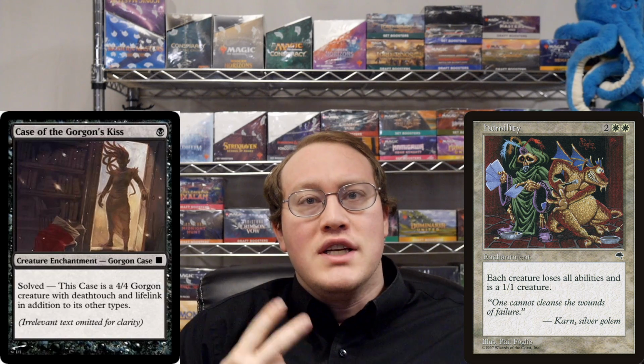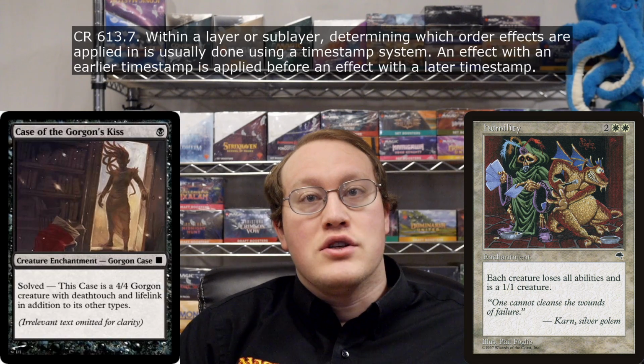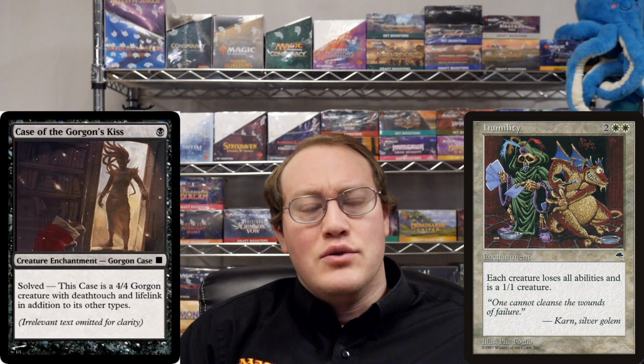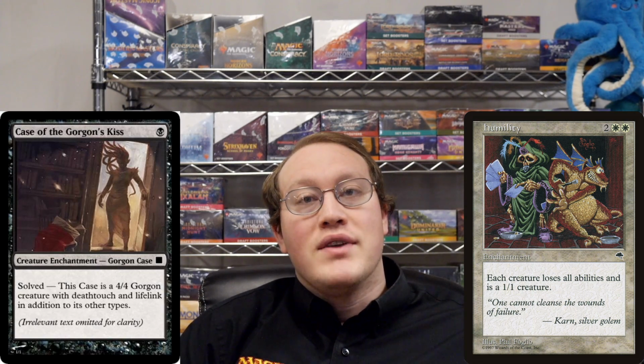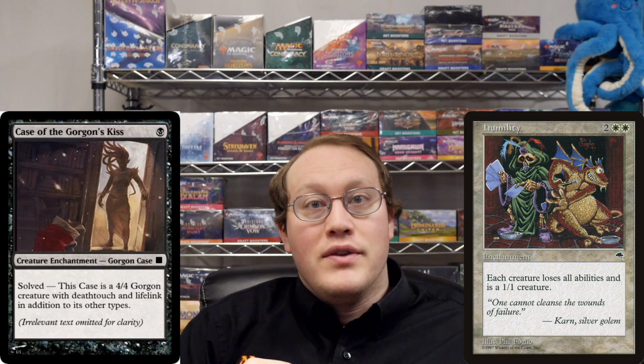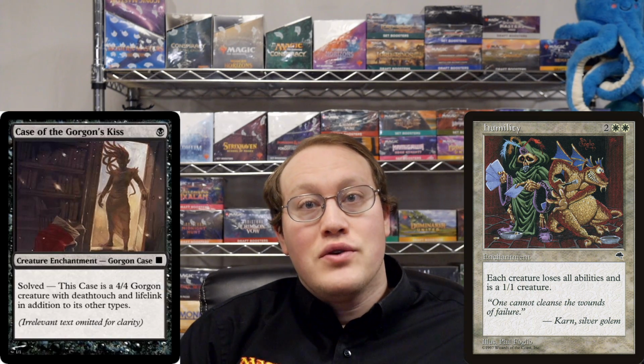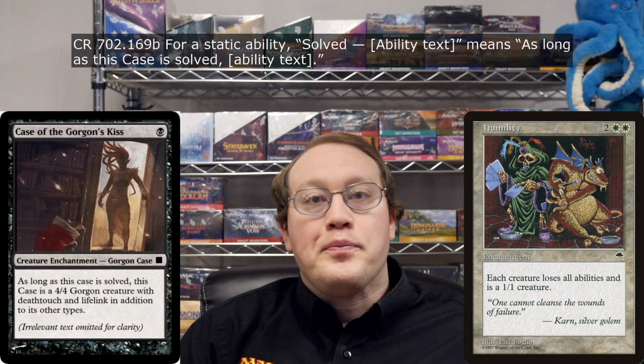There are 2 continuous effects to apply, and we go by timestamps to decide which one applies first. But it's not obvious which of these continuous effects should have the earlier timestamp. Case entered before Humility, but it didn't get solved until after Humility entered. If we take a look at how cases work, we can see that as far as the game is concerned, it's sort of like the case was worded like this.